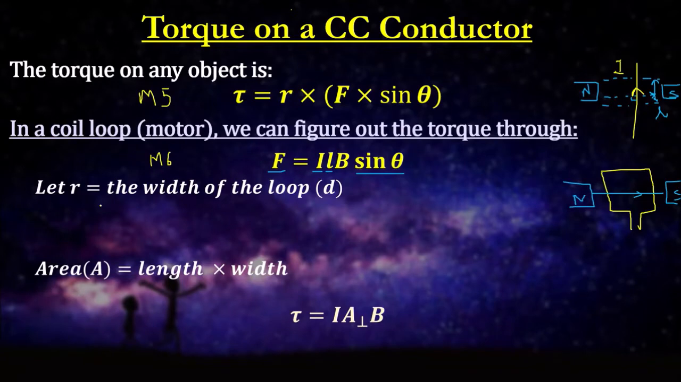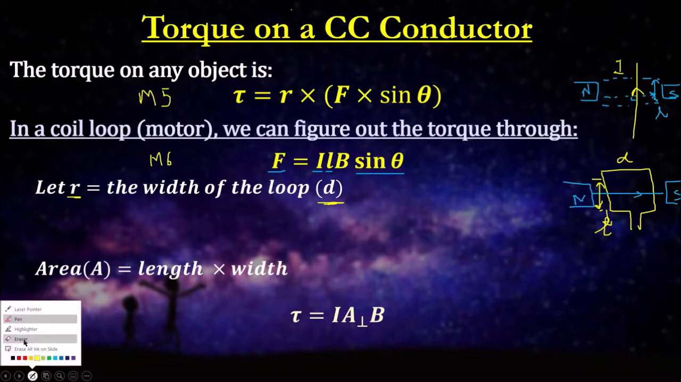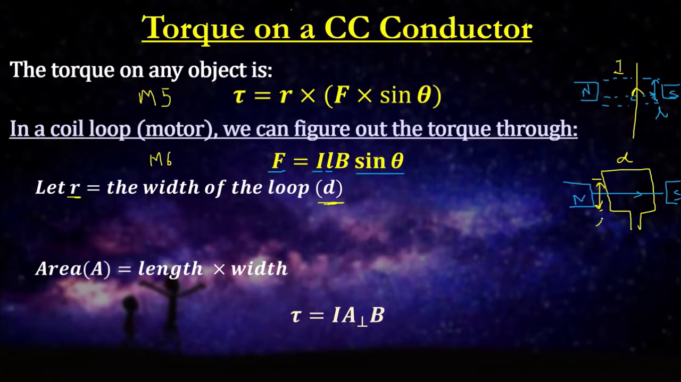Okay, so instead of looking at the radius, let's look at the width of our loop. So this is the width here, and this little part here will be the length. So this will be L. Just change that. So the length of the wire coming across that's exposed to the magnetic field, that's our L. Okay?